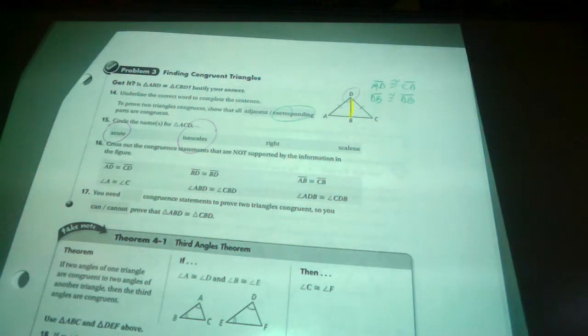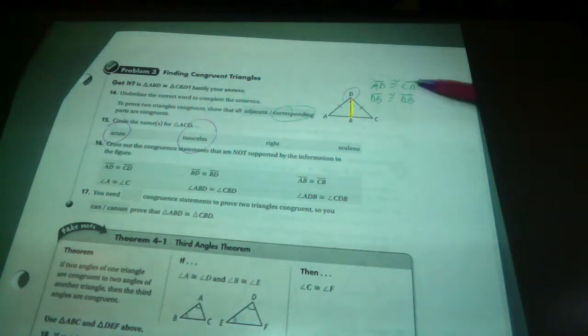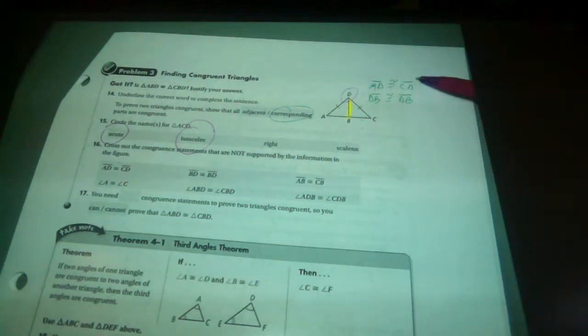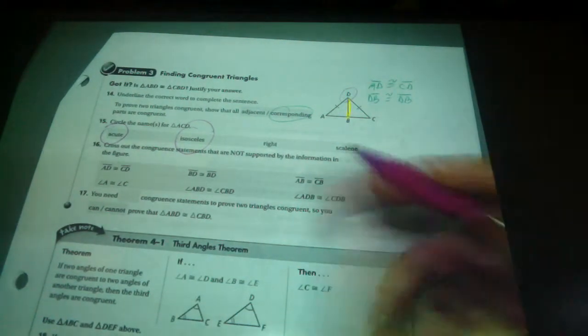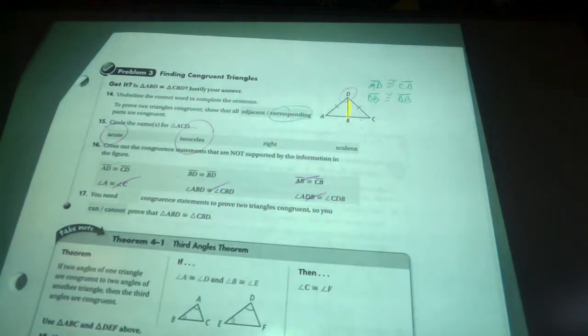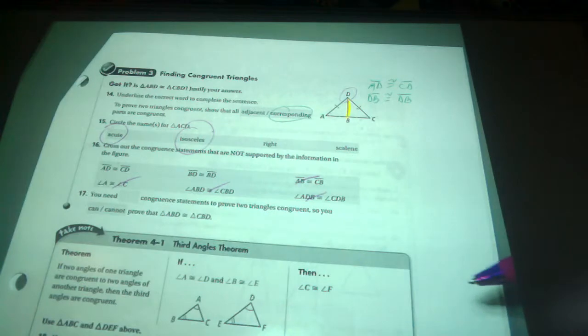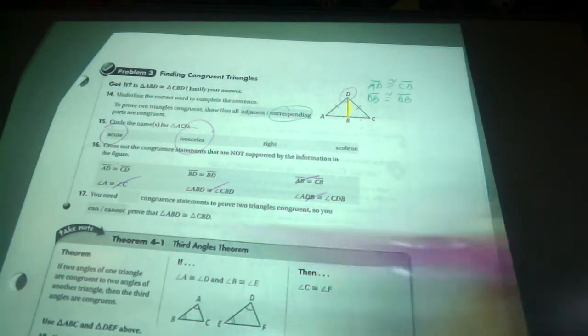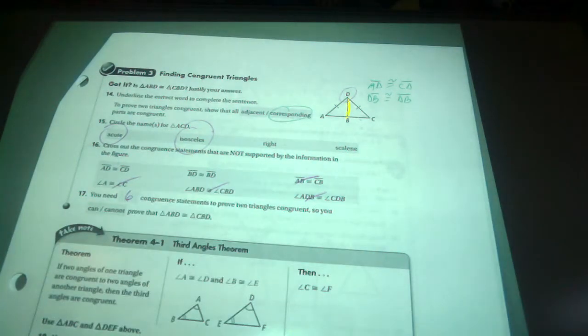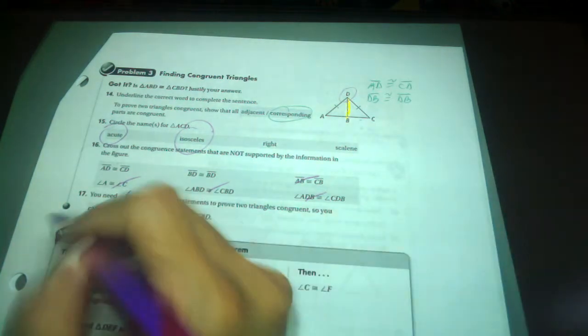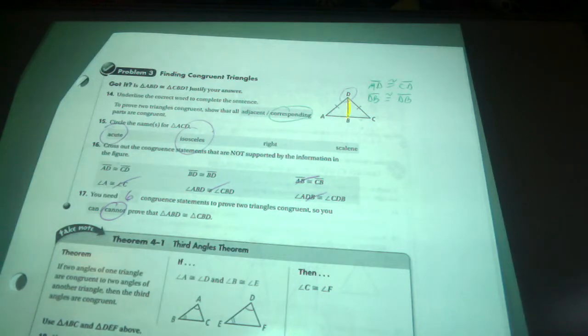Cross out all congruent statements that are not supported by the information. Well, we already know that these are the only two that are supported by the information in the picture, so we're going to cross out all of these. We can't support those, those are all the corresponding parts. So out of the 6 corresponding parts, we can't prove 4 of them congruent. So we need 6 congruent statements to prove 2 triangles congruent. So are we able to prove the triangles congruent? Nope. So you cannot prove that they're congruent. You have to have 6.